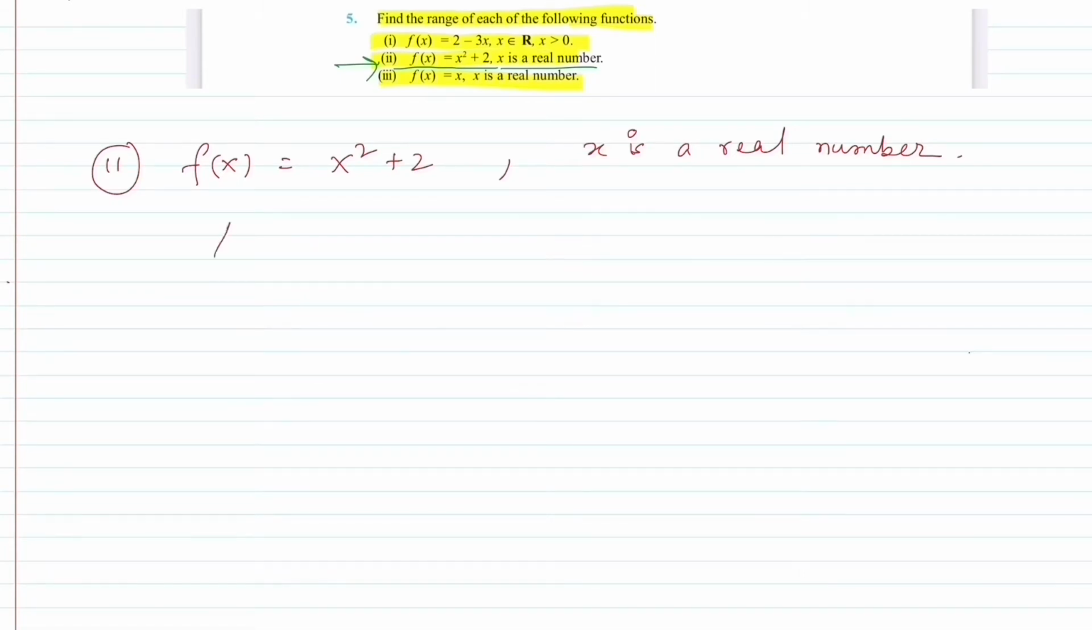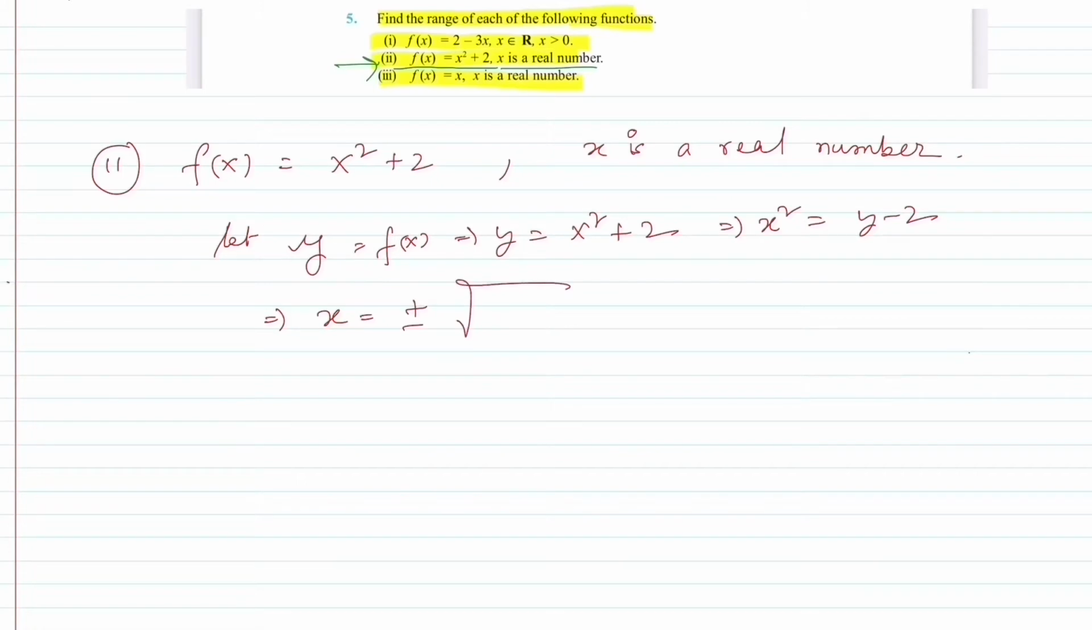So here you see, in order to find the range, let us consider y is equal to f of x. So y must be equal to x square plus 2. So that's why x square must be equal to y minus 2. Then x square is y minus 2. That's why x must be equal to plus minus root over y minus 2.